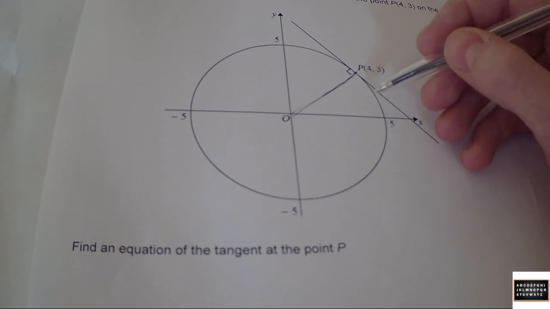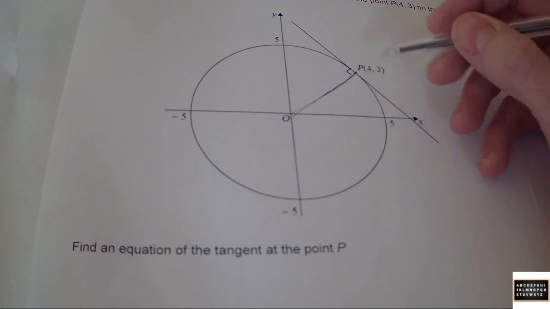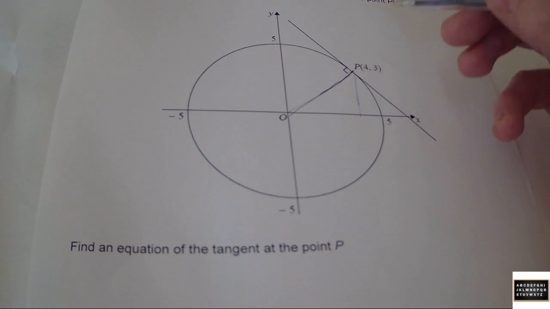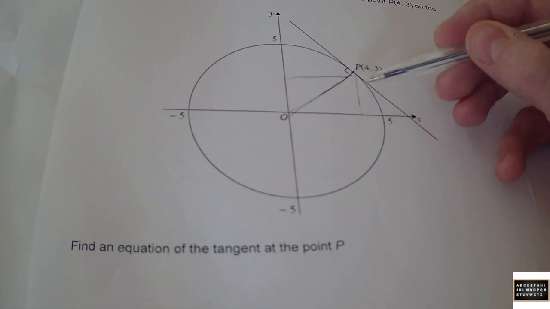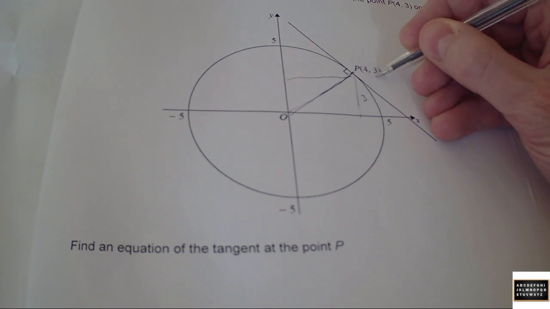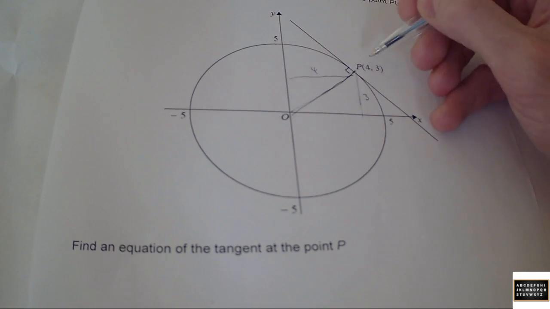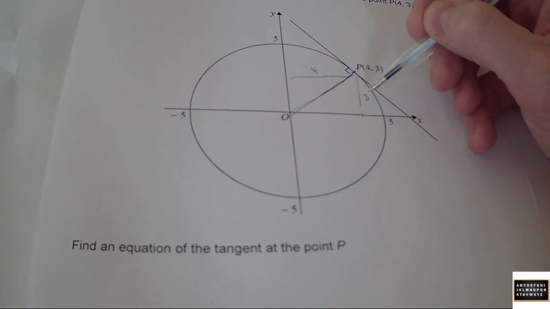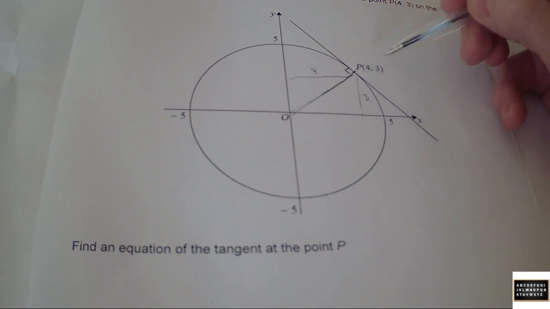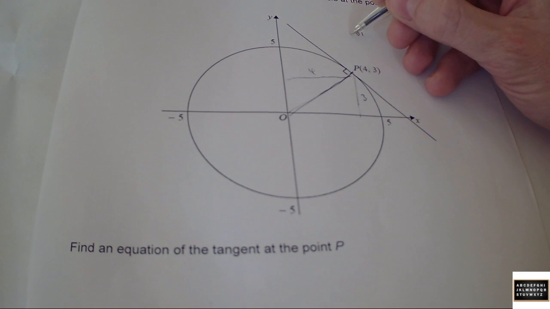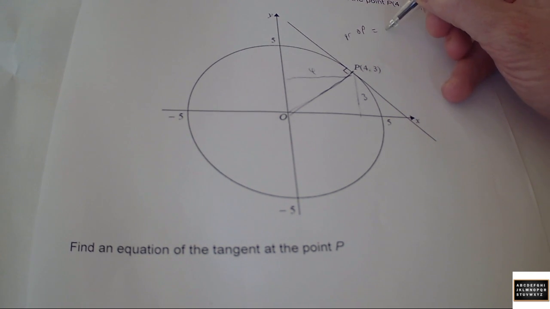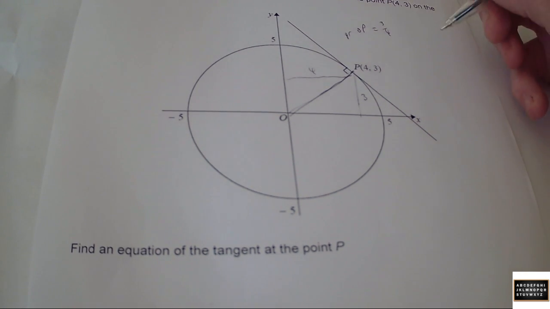So gradient is change in y over change in x. So if I sketch those little bits in, you can see this here is 3, because that's the coordinate. This here is 4, again a coordinate, you can see that. So it's 3 over 4. The gradient of the radius here, OP, is 3 over 4, 3/4.